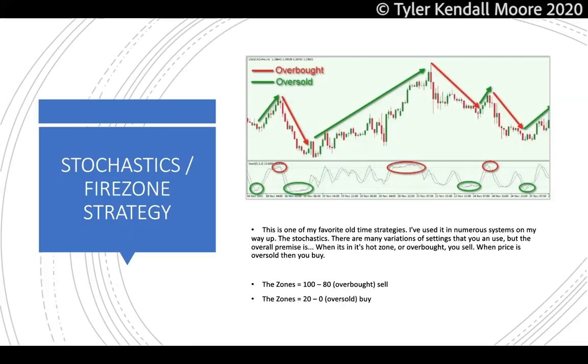What's cool is this is one of my favorite old-time strategies. I've used it in numerous systems on my way up. The stochastics has many variations and settings that you can use, but the overall premise is: when it's in a hot zone or it's overbought, you sell. When the price is oversold, you buy. Super simple. Now you can stack indicators inside of here. Making strategies is so dope, you know what I'm saying? I feel like this video is going to unleash a lot of beasts in the game, and respectfully, I can't wait to see y'all win.